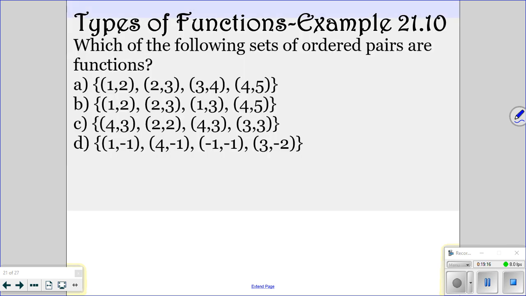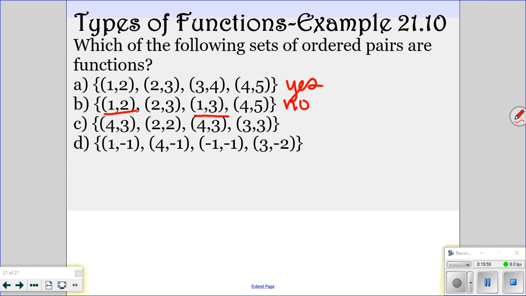Okay, so now we're going to look at this one. They asked about ordered pairs. Which one of these are functions? So again, if the x's repeat and the y value is different, that means it's not a function. So what we want to look at: do our x's repeat? So I have a 1, a 2, a 3, and a 4. My x's did not repeat, so this is a function. Looking at this one, I have a 1, a 2, a 1, and a 4. So I have two x values that repeated. They have different y values, so that means that this is not a function.